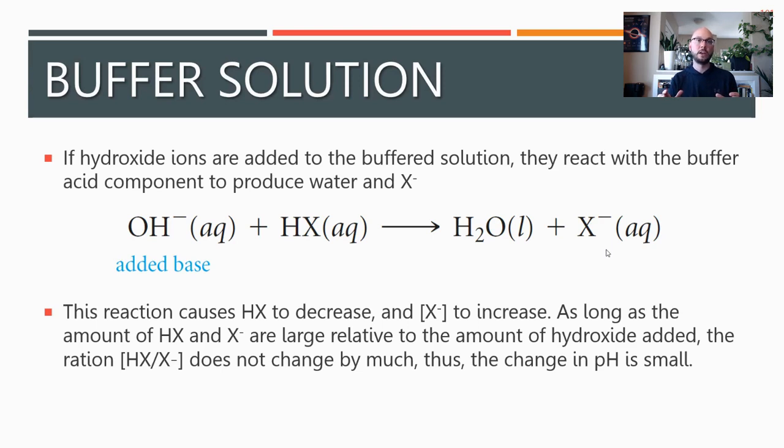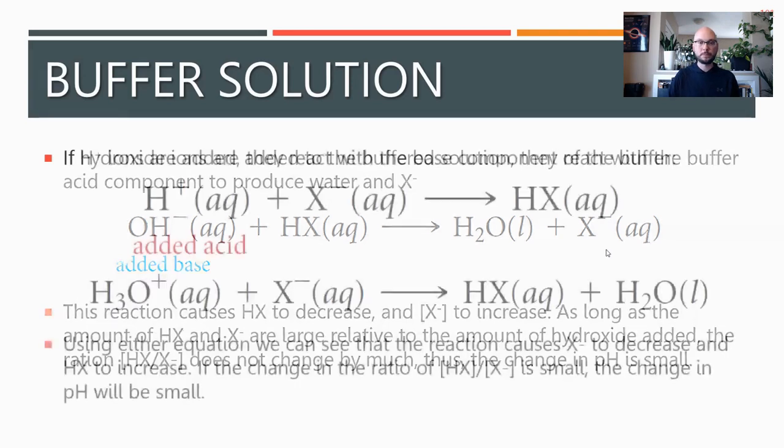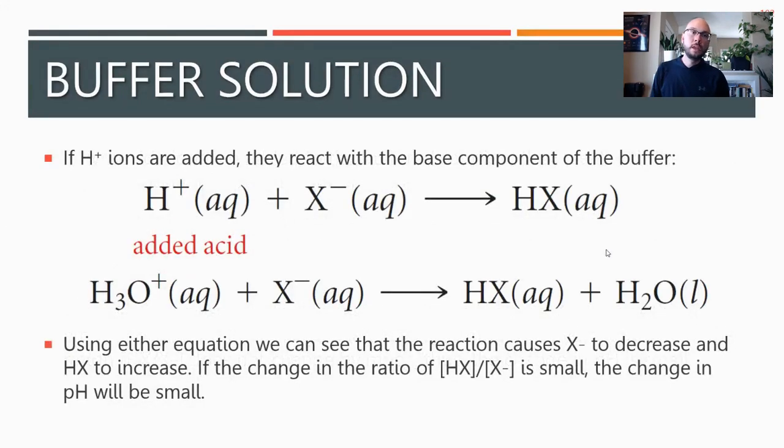As soon as those ions are neutralized, it's gone. The pH changes. But in a buffer solution, more ions are created to stabilize, to keep that pH at that same level. If H plus ions are added, they combine with the X minus to make the neutral molecule.